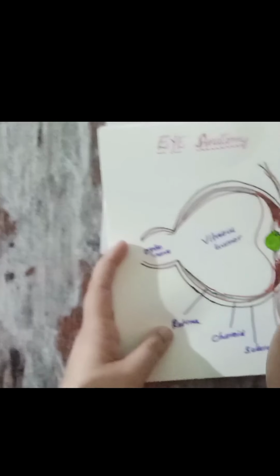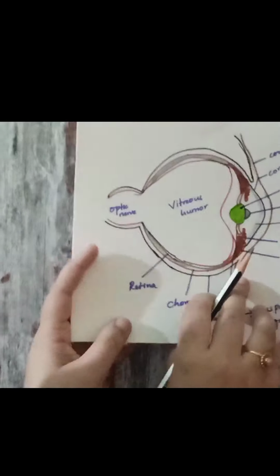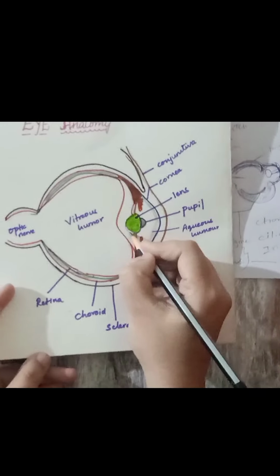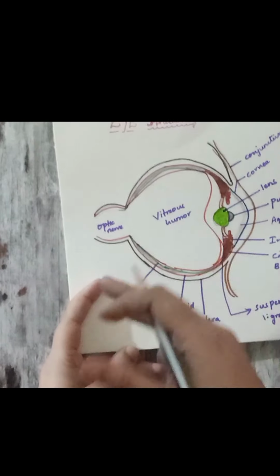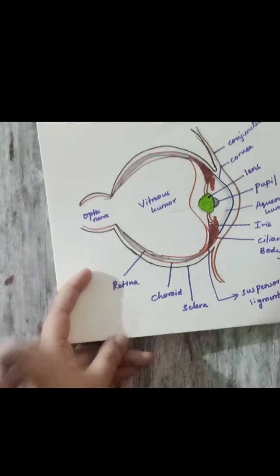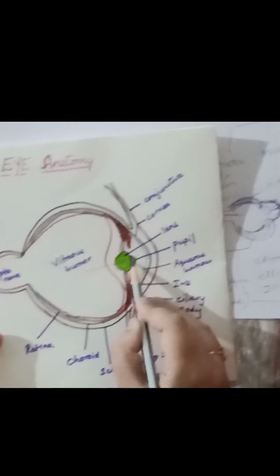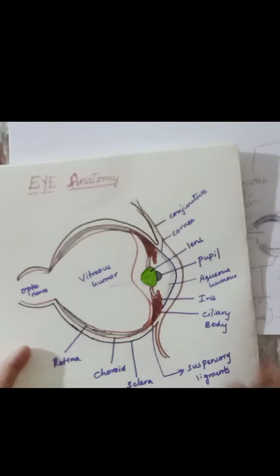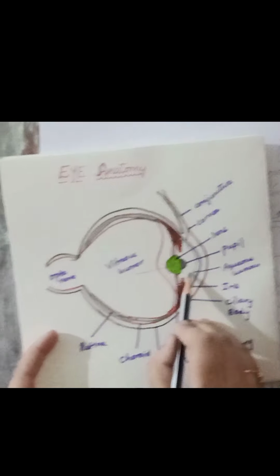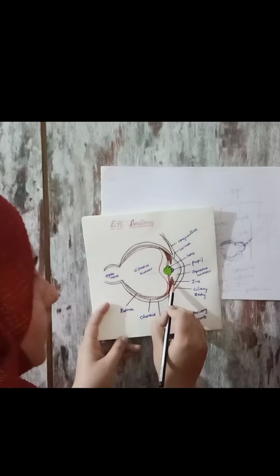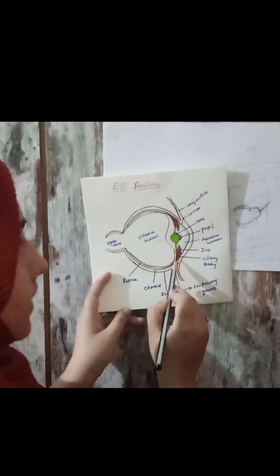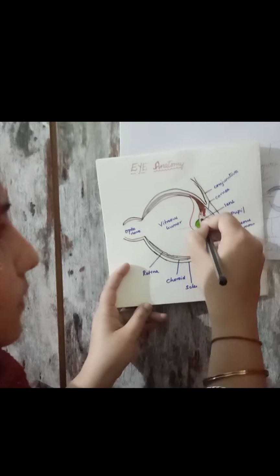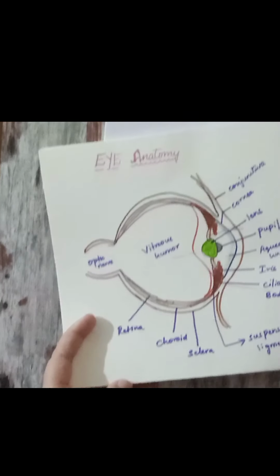Lens is transparent and soft in nature, which helps to focus the light to enter onto the retina. Now this dark structure is pupil. I have discussed this. This one is aqueous humor. These are iris, and this is the ciliary body. These are the suspensory ligaments. Suspensory ligaments hold the lens in place.